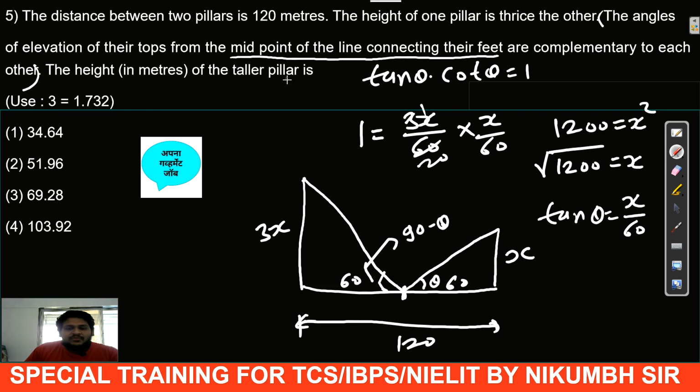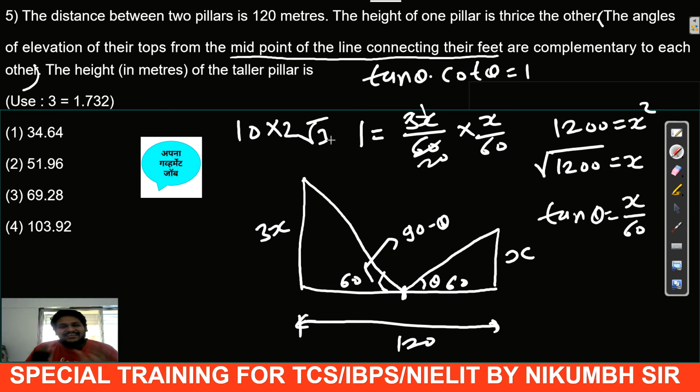What we have to find? The height of the taller pillar, means we have to find the height of x. So what is the value of x? Now see, here you have 100, so just take 10 out of the root. Here you have 4 into 3, means 4 comes out, so it will become 2 and root 3. Again you got the root 3.